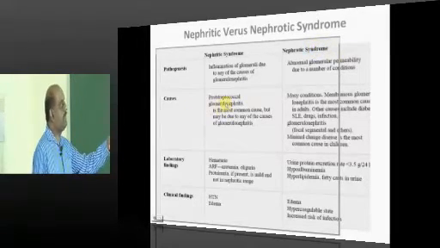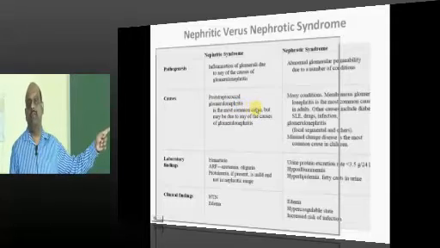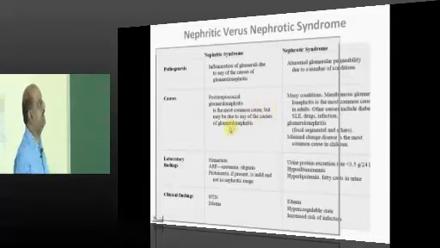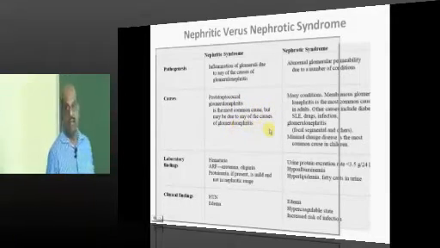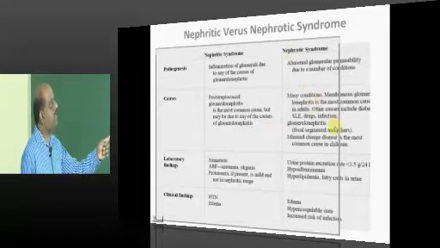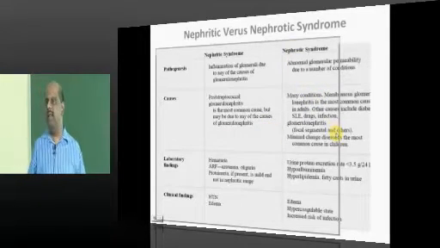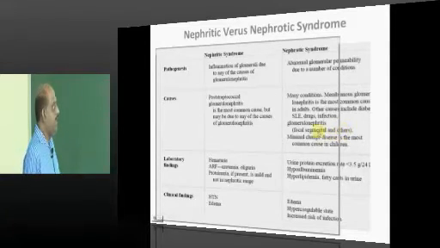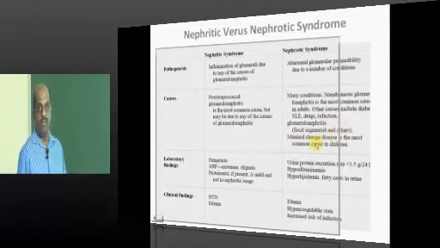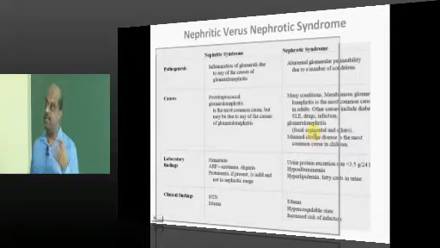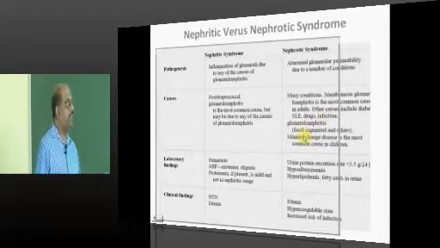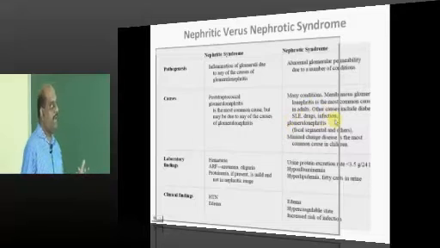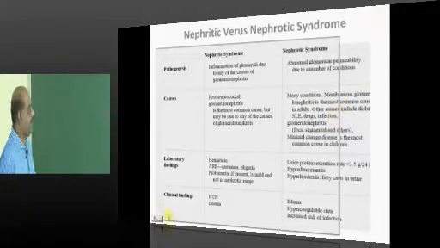Nephritic syndrome is classically found in post-streptococcal glomerulonephritis, which is the most common underlying cause, whereas nephrotic syndrome can be due to many reasons. It can be idiopathic, it can be due to underlying lymphoma, SLE, drugs and infections, any of them can lead to it.